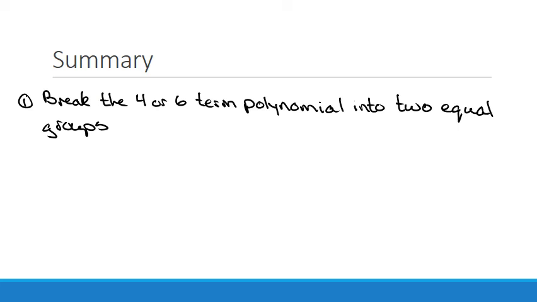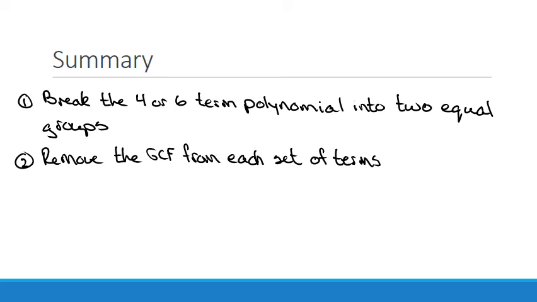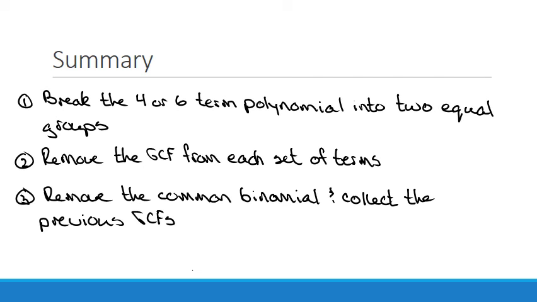Quick summary. First thing, break the 4 or 6 term polynomial into 2 equal groups. Remove the greatest common factor from each set of terms, the left half, the right half. Remove the common binomial or trinomial, depending on how many terms, if you had 6 terms, and collect the previous GCFs.